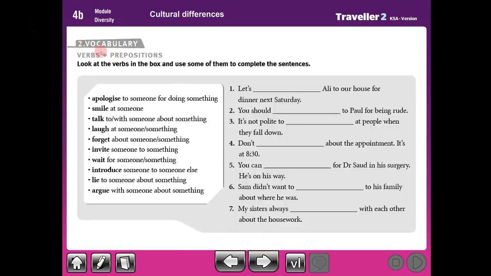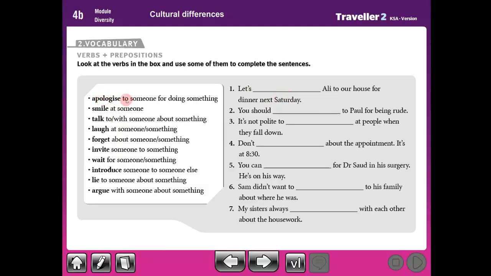Number 2, vocabulary. We have verbs plus prepositions. Take care. Every verb takes a particular preposition. Look at the verbs in the box and use some of them to complete the sentences. After reading this, try to answer the questions.